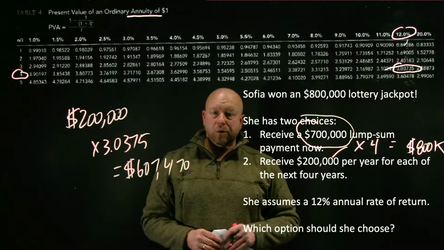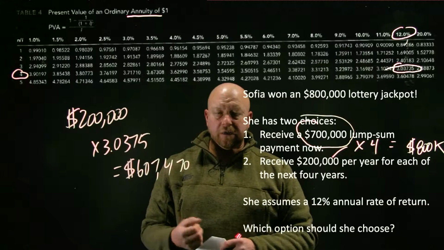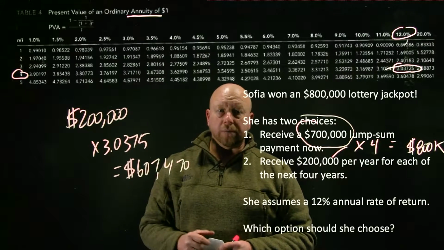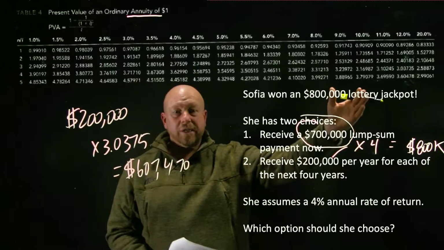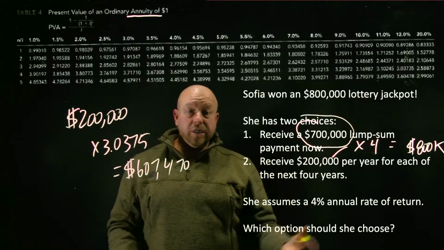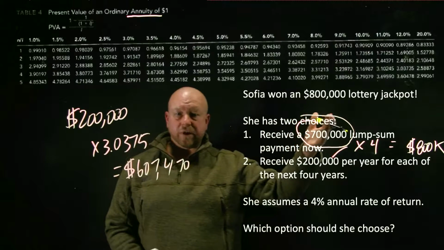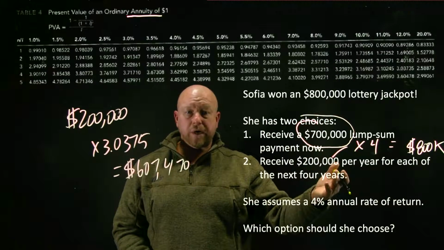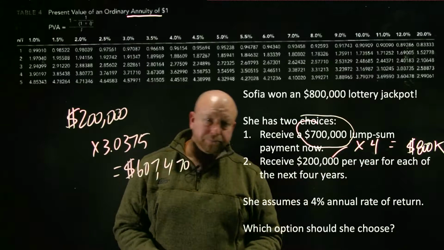It's going to be down the road, and those future payments will not have nearly the present value that the current amount would have. We're still working with Sophia. She still won the $800,000 lottery jackpot, and she still has these two options. She can take the lump sum payment of $700,000, or she can spread it out over 4 years and she'll get the full total of $800,000.